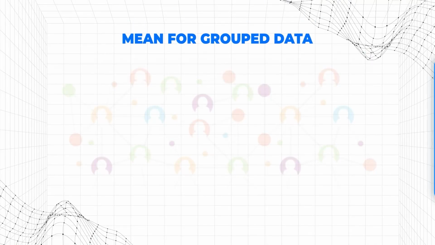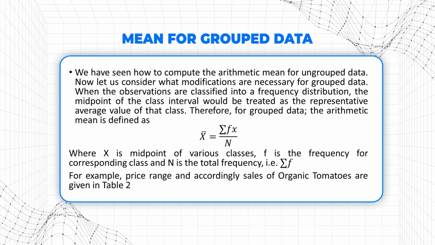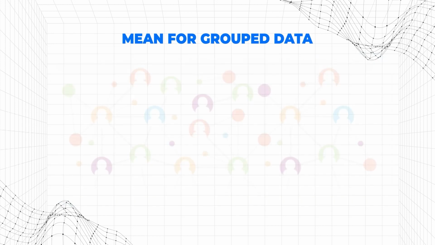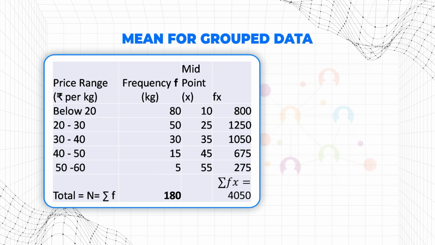Similarly, for grouped data, the arithmetic mean can be calculated by using the formula x bar is equal to summation of fx divided by n, where x is the midpoint of various classes, f is the frequency for the corresponding class, and n is the total frequency, that means summation of f. For example, price range and accordingly sales of organic tomatoes are given in table 2. In the first column, the price ranges are given: below 20, 20 to 30, 30 to 40, 40 to 50, and 50 to 60.